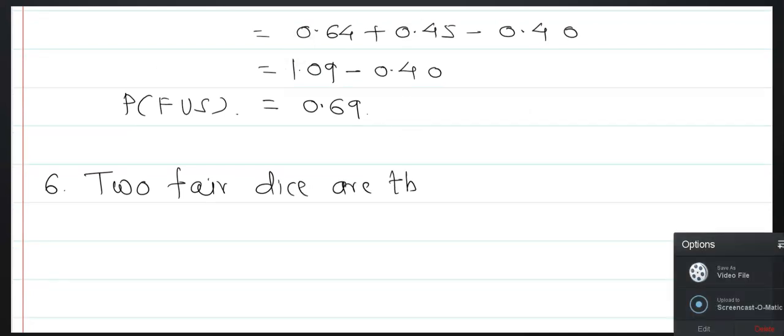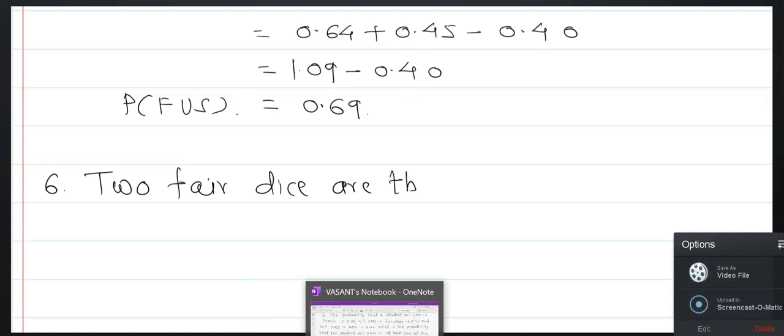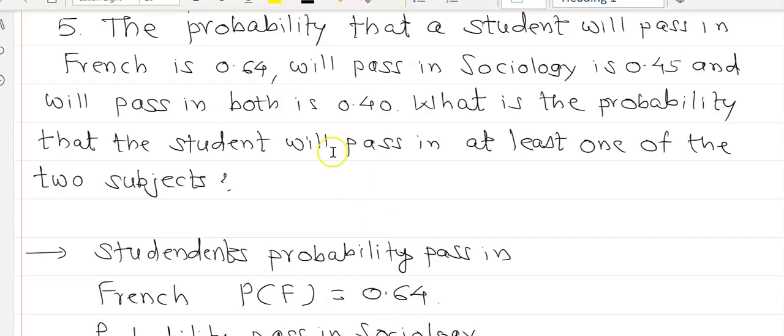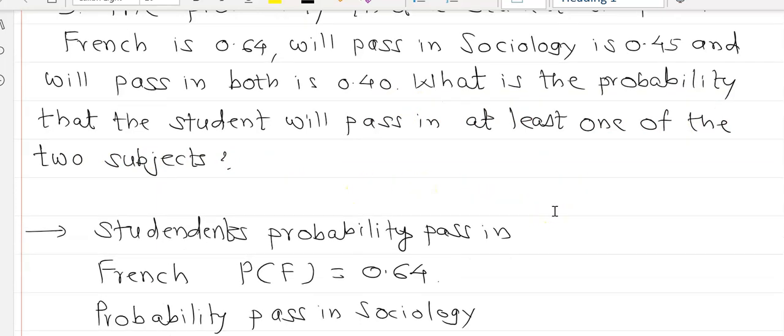Now the next problem, problem number 6. Before that, we'll again see the total solution of this problem. The probability that a student will pass in French is 0.64 and will pass in sociology is 0.45 and will pass in both is 0.40. What is the probability that the student will pass in at least one of the two subjects? Now we'll see the answer.